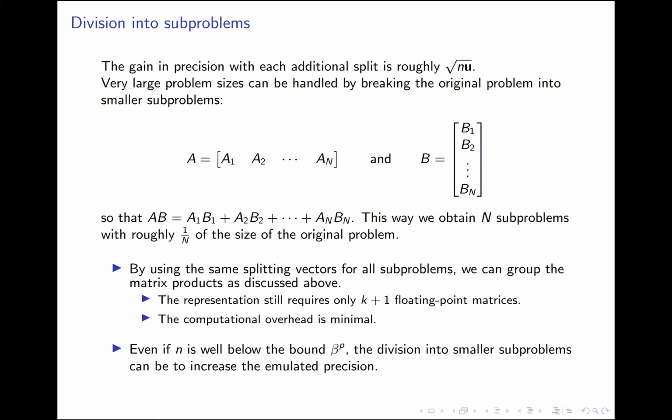And if we choose the same splitting points for all these subproblems, then we still have just the k sets for all individual matrix products over all of these subproblems. So we still just need k plus 1 floating point matrices that serve as accumulators for all the individual matrix products. And the computational overhead is relatively small because for every matrix product, we just need 4 matrix summations into the accumulators.